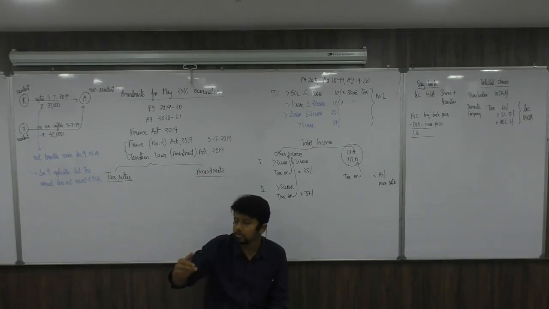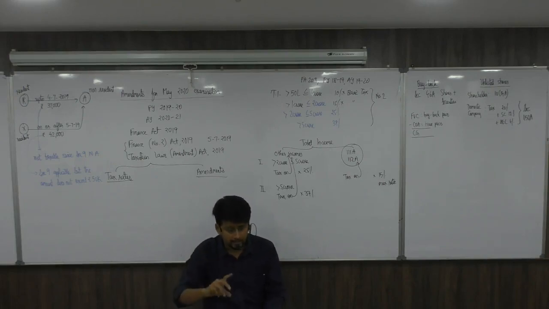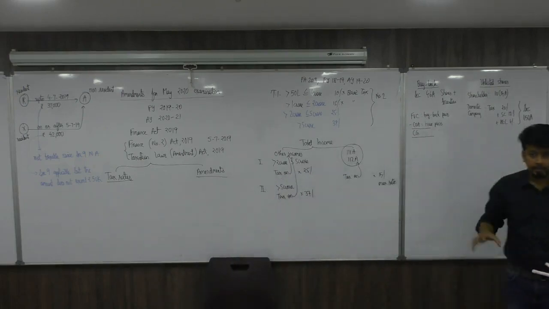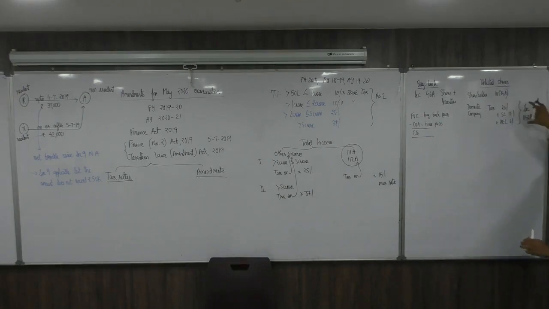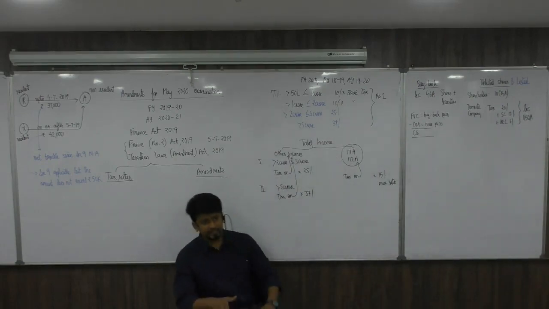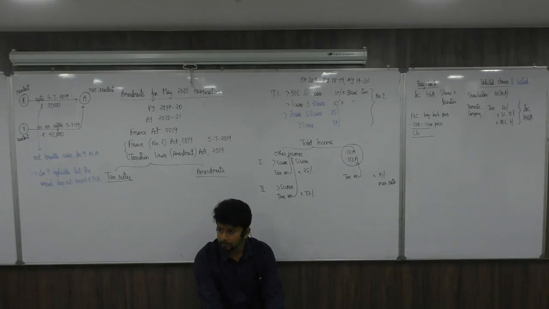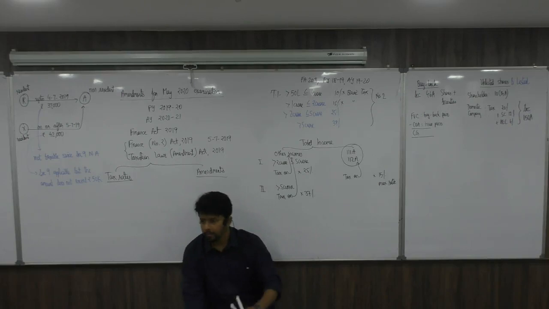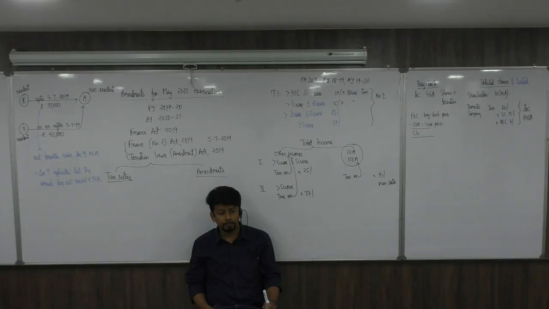Finance number 2 Act 2019. This, the second budget, covered or extended this 1034A and 115QA to listed shares also. Listed also. Bola, listed shares will also be now covered under 1034A, and the domestic company will have to pay tax similar to DDT. Now, isme problem kya hai? There's no problem as such. Okay, pehle private companies were covered, now all companies are covered.